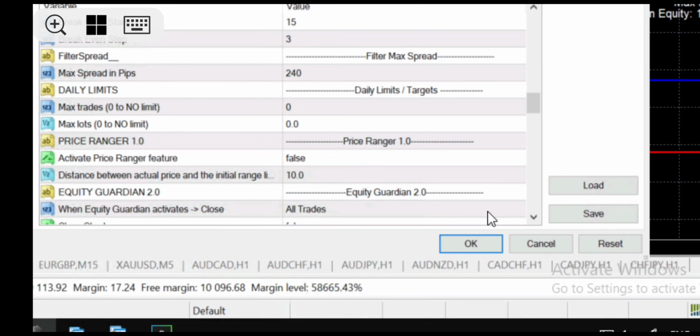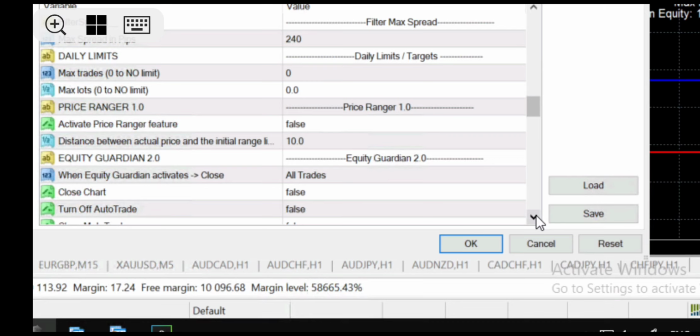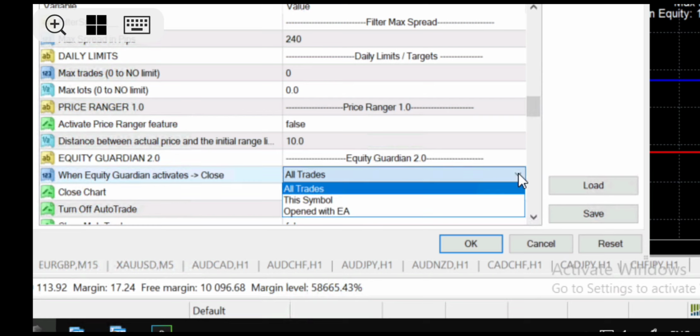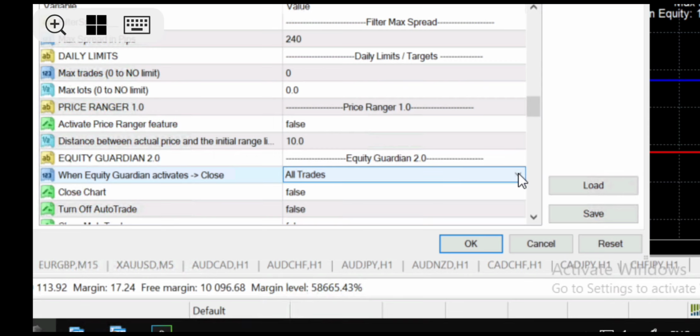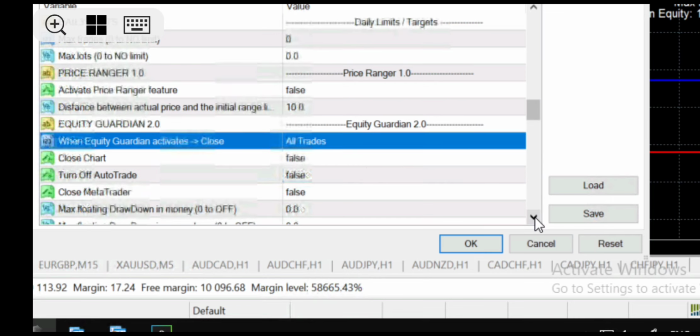Then we have the equity guardian, and this is getting more interesting. We have the equity guardian, and we are saying all trades. So what does the equity guardian really mean? The equity guardian is like an equity protector. So what it does is this, that is, if by some parameters, okay, let's go further. I'll just explain as we go further.